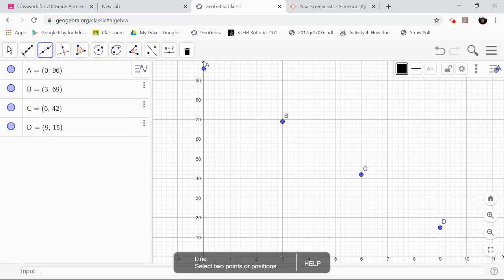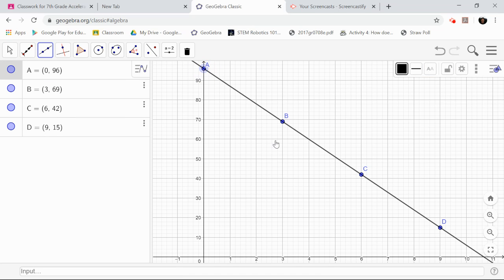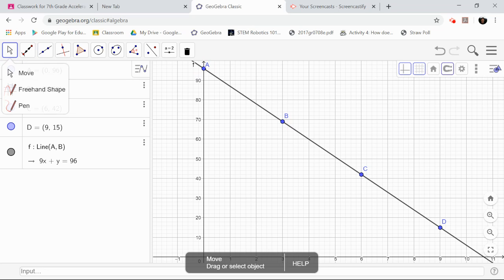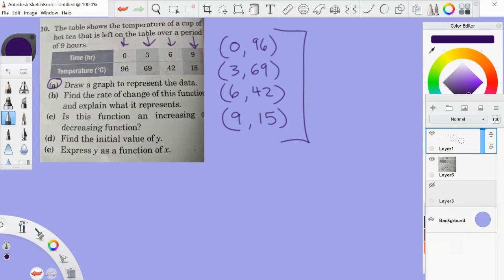And does it look like it's a linear relationship or a linear function? Let's see if I connect these two. Yeah, these other ones are on the line as well. Okay, so we've got a linear function here. Let's go on to the next question. So we're done with this. We drew the graph, we connected it with a line, and now we have a graph to represent the data.